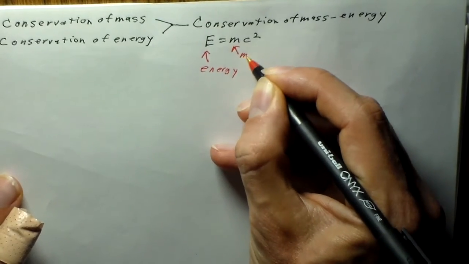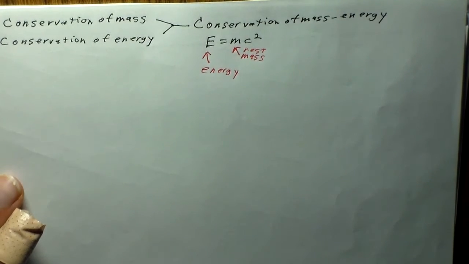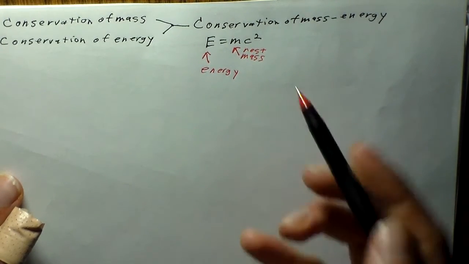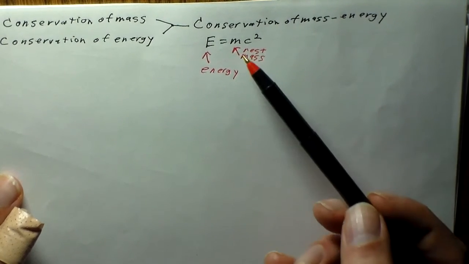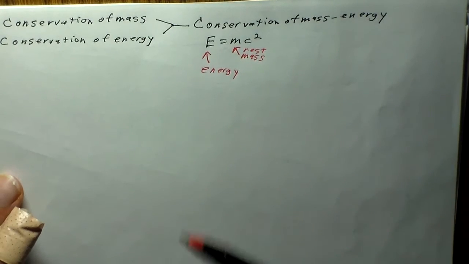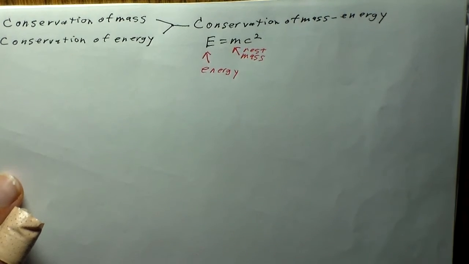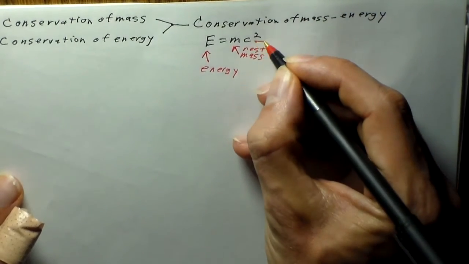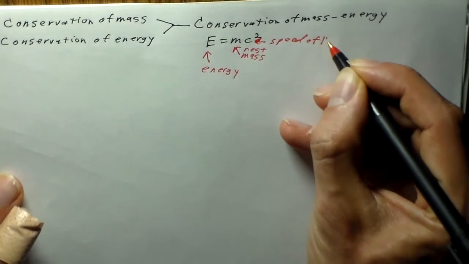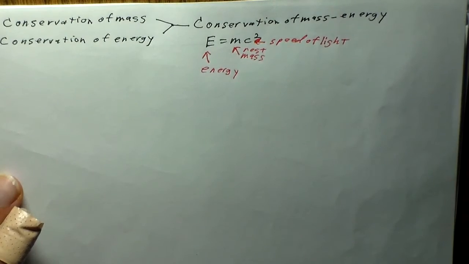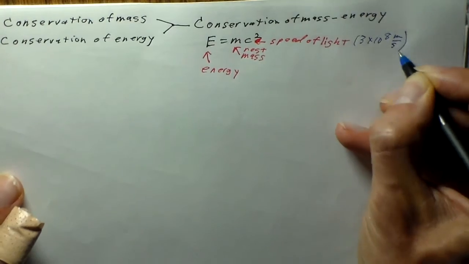M is going to be our mass, and this is what we would call the rest mass. What I mean by rest mass is the mass when the object is at rest. If you've looked at any special relativity at all, you know that the mass can actually change depending on how fast you're going. So this is the mass of the object in its rest frame, which is not moving. And c is going to be the speed of light, which is approximately 3 times 10 to the 8th meters per second.